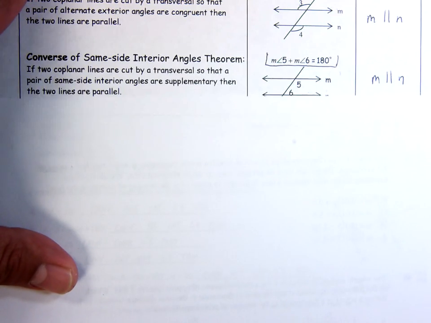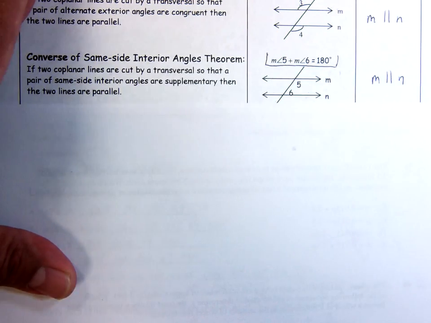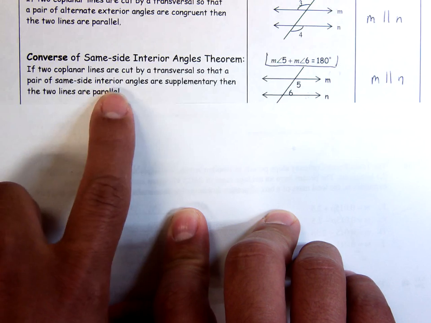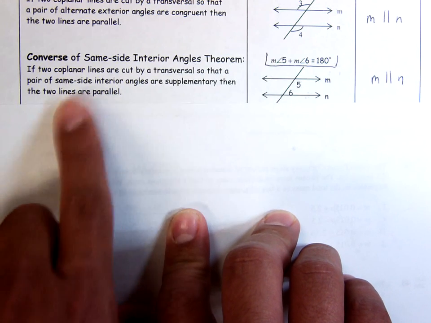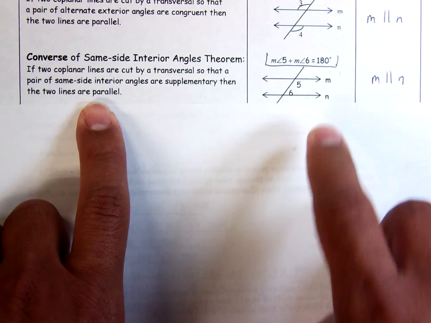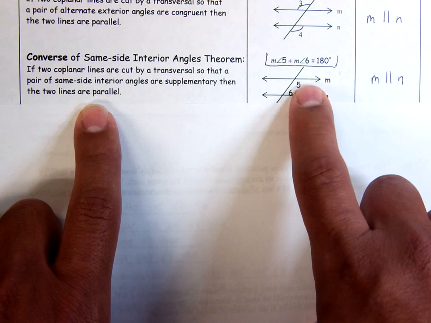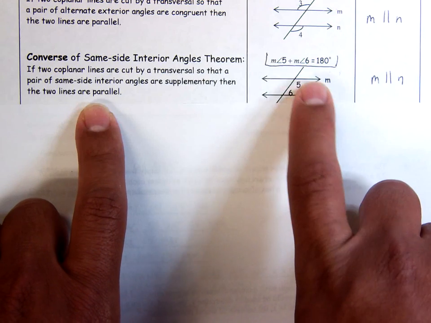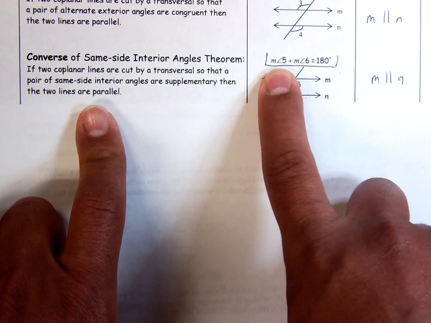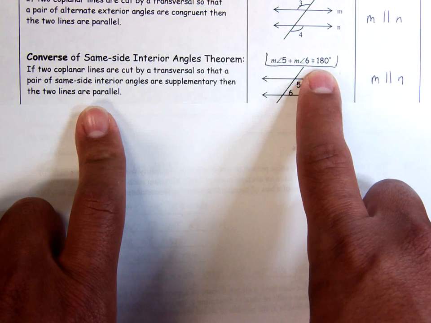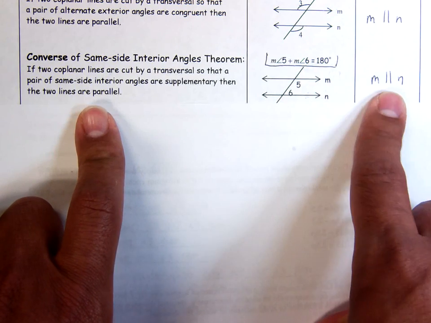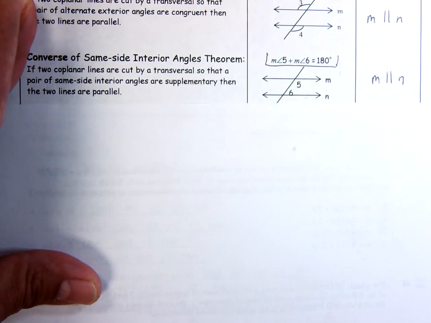And of course, converse of the same side interior. If my same side interior angles are supplementary, then my lines are parallel. So here's angle 5 and angle 6. They are same side interior. Up above, it tells me that the measure of angle 5 plus the measure of angle 6 is 180 degrees. My conclusion, M and N are parallel.